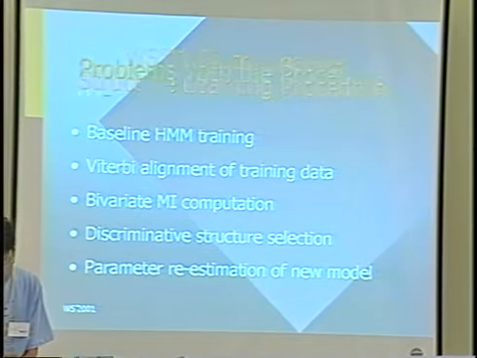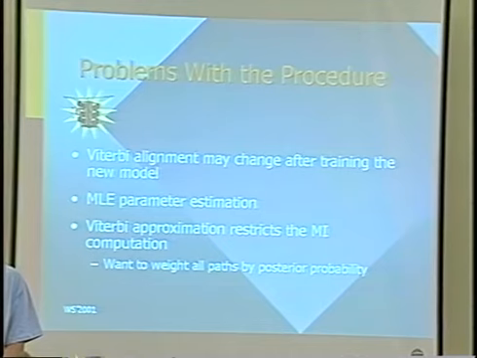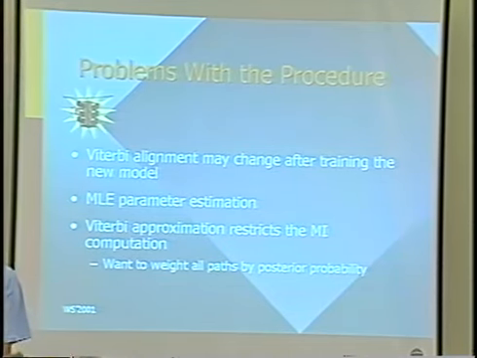But I think there are some problems with this procedure. First of all, the Viterbi alignment may change after training a new model. Then, in the model training, with parameter estimation, we use MLE, and MLE is not discriminative. Finally, Viterbi approximation restricts the mutual information computation. We might want to weight all paths by their posterior probability.